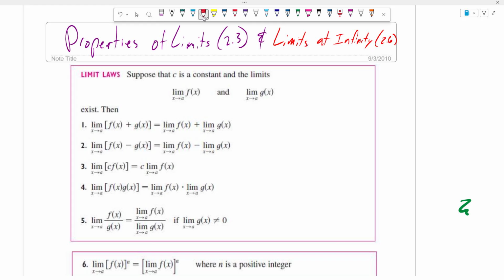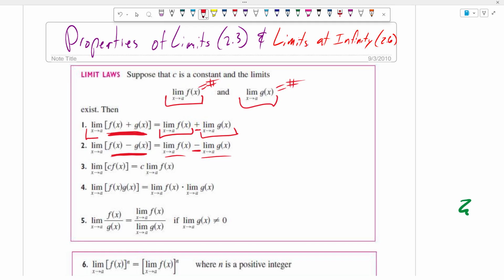So the first one, the limit of the sum of two functions. We can find each limit separately: the limit of f plus the limit of g. So the limit of a sum is the sum of limits. For the first five, this is only true if the actual limits exist. They equal some number, equal some other number. If one of the two does not exist, the law does not apply. And then the difference: the limit of the difference is the difference of limits.